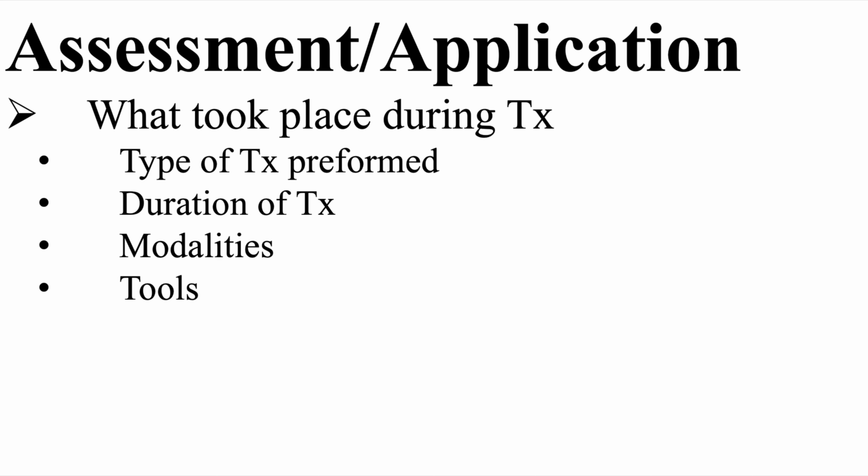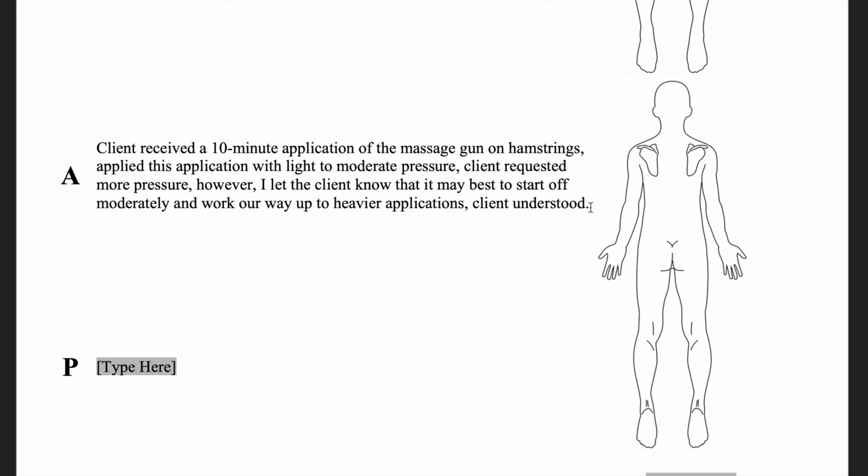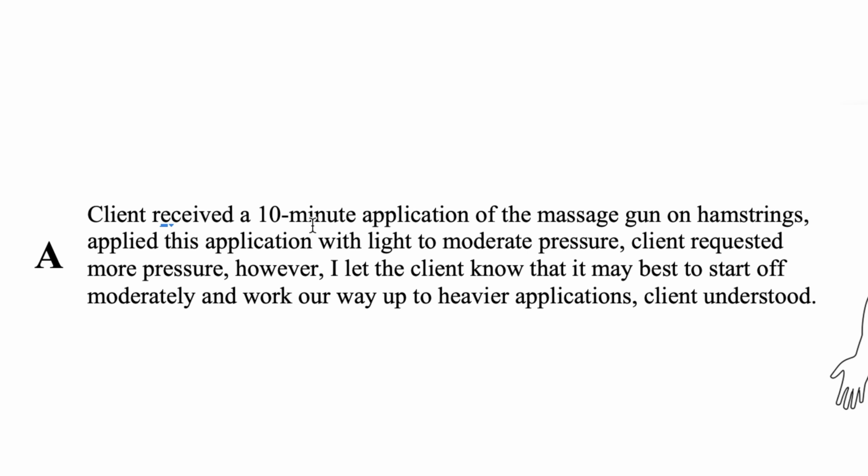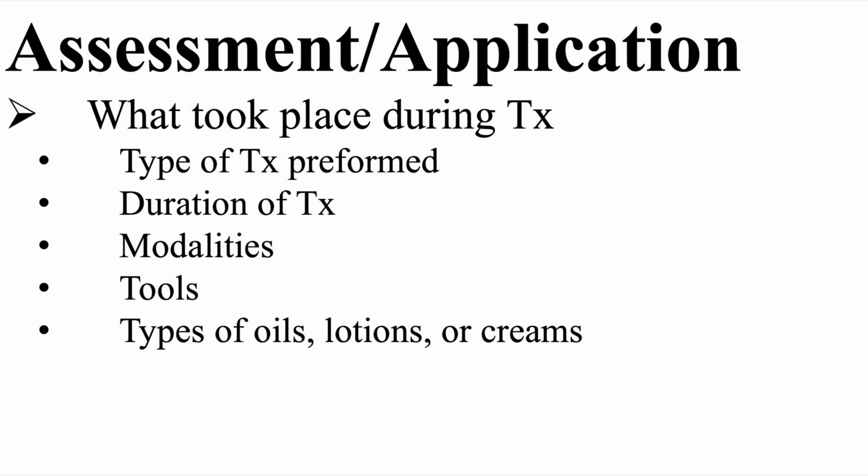What tools did you use during the treatment? For example, massage gun, massage roller, a scalp massager, or other massage tools, and to what areas of the body did you apply these tools and for how long? For example, client received a 10-minute application of the massage gun on hamstrings. Applied this application with light to moderate pressure. Client requested more pressure. However, I let the client know that it may be best to start off moderately and work our way up to heavier applications. Client understood.